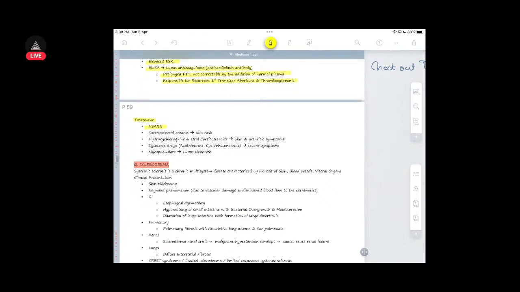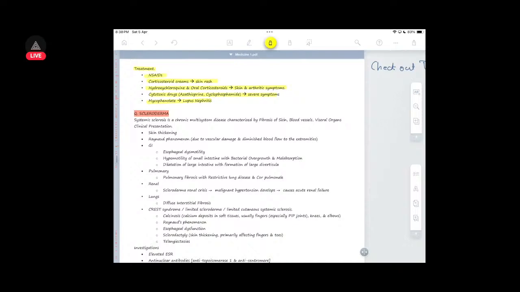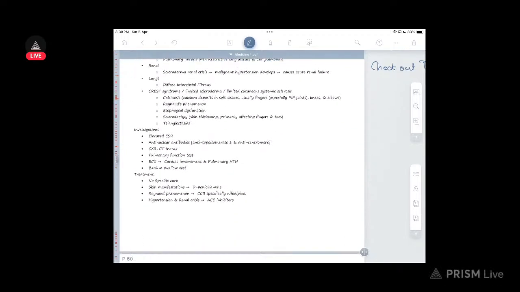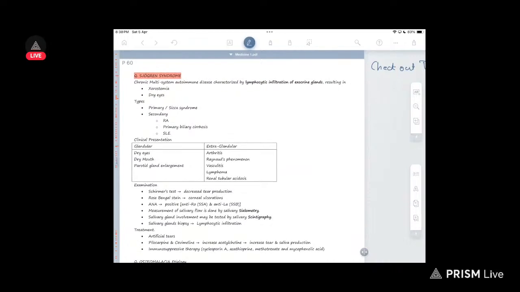So treatment in this case is NSAIDs, corticosteroid creams for the skin rash, and hydroxychloroquine and oral corticosteroids for skin and arthritic symptoms. You can also give cytotoxic drugs, azathioprine, cyclophosphamide, and mycophenolate for lupus nephritis. Mycophenolate is one important thing. Then you have scleroderma, which is multisystem fibrosis of skin, blood vessels and all. I'm not going to do this.